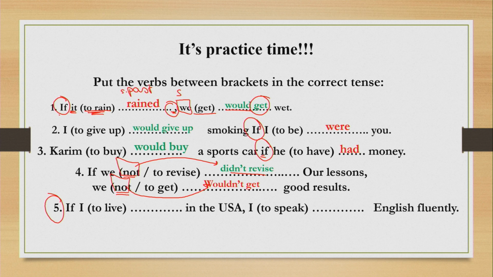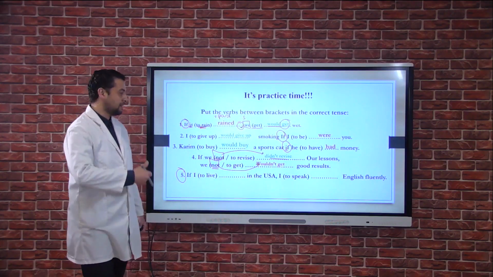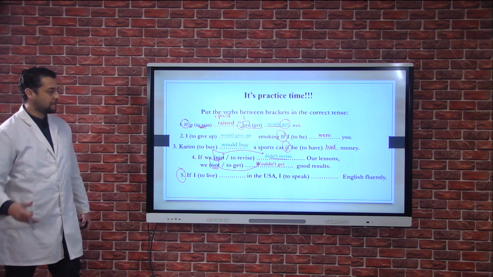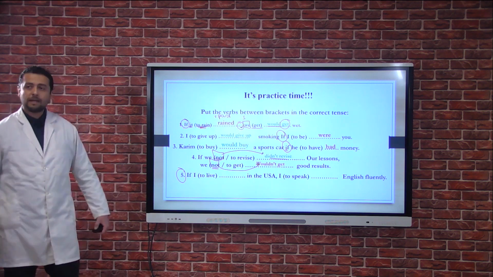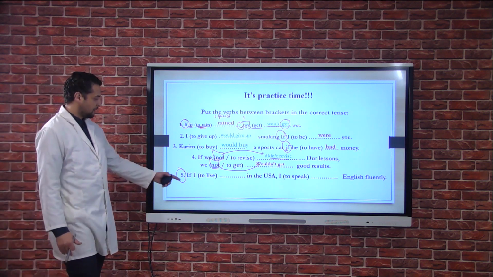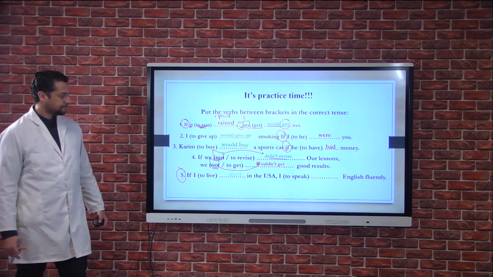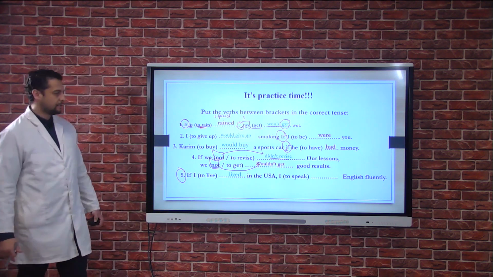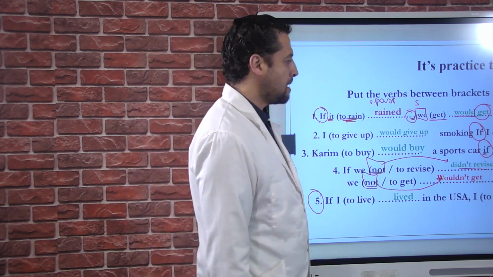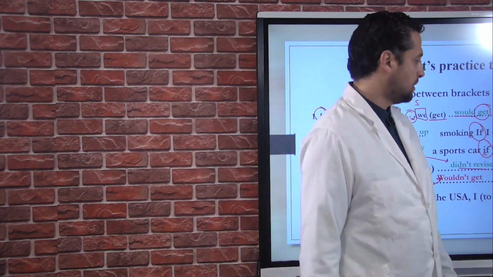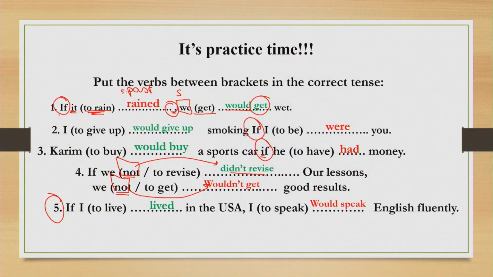The last example, which I forgot in the beginning, is: if I to live in the USA, I to speak English fluently. Of course, to speak English fluently is a dream for everyone, and to live in the USA is another imaginary thing, but it may happen, why not? So here we have: if I lived in the USA, I would speak English fluently.